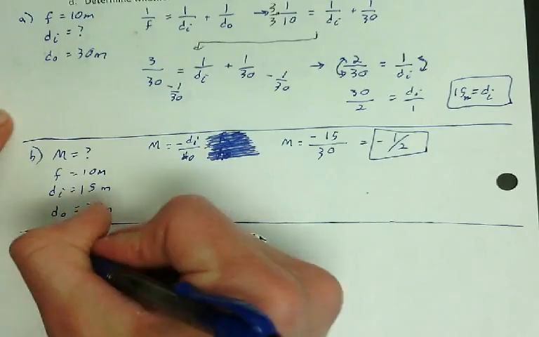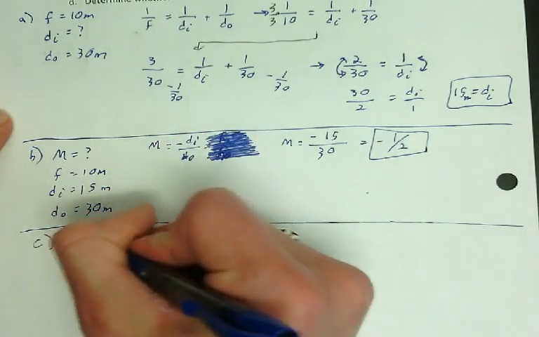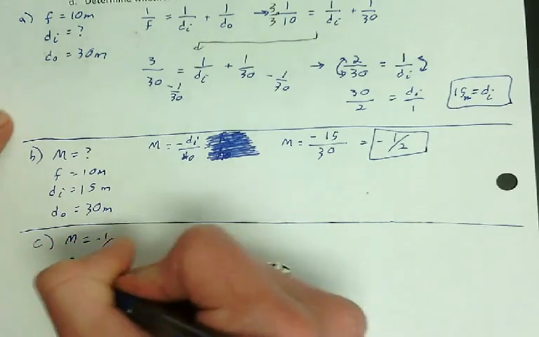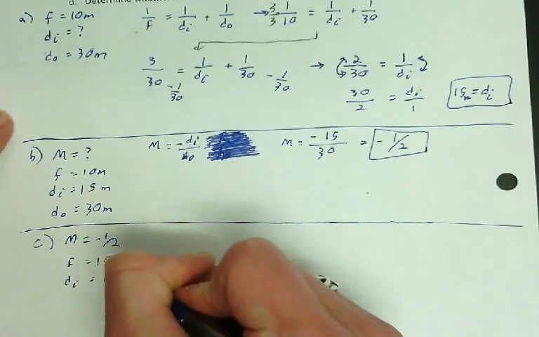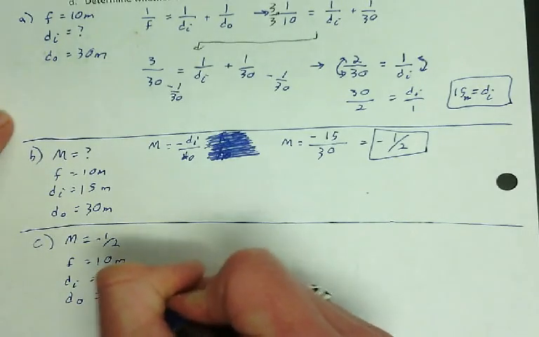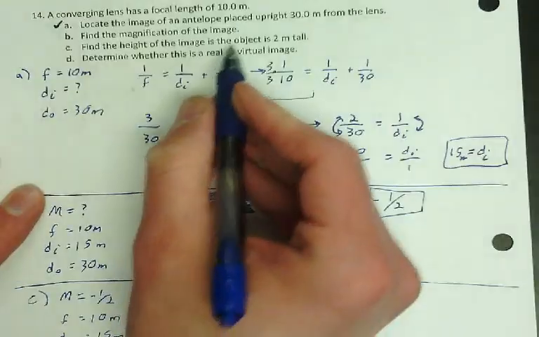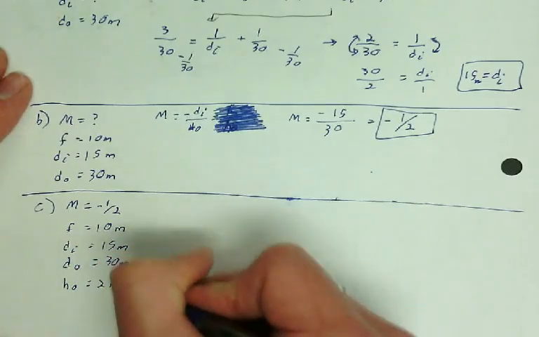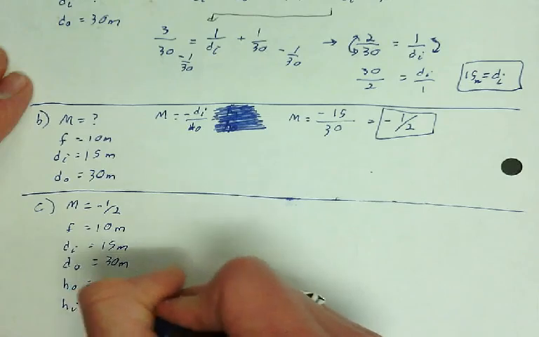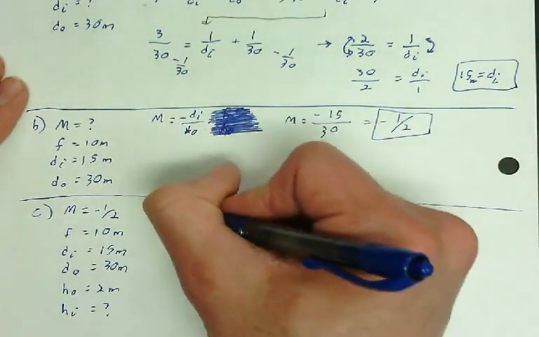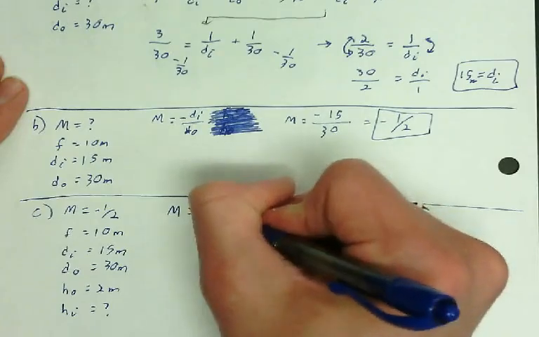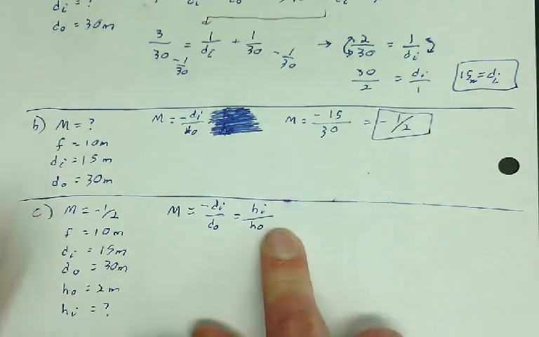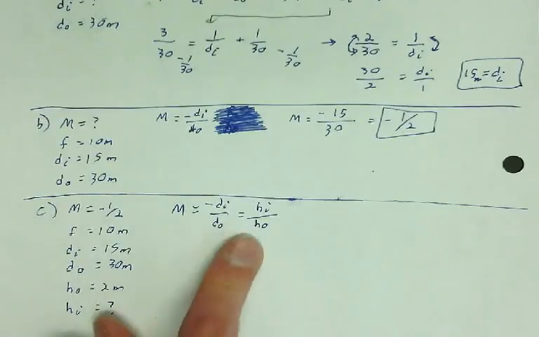All right, C. Magnification, negative 1/2. F, 10. Di, 15. Do, 30. And now it says we have an object that's 2 meters tall. So HO is 2. And what is the image height? So same magnification equation, m equals negative di over do equals hi over ho. I have to use the hi and ho because I'm solving for hi. So I got to keep that around.